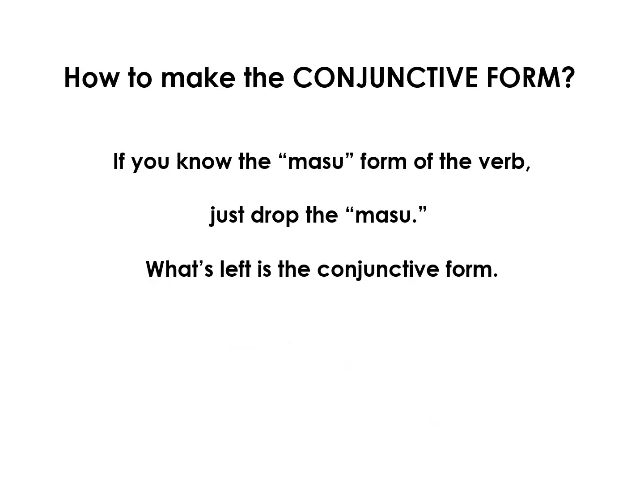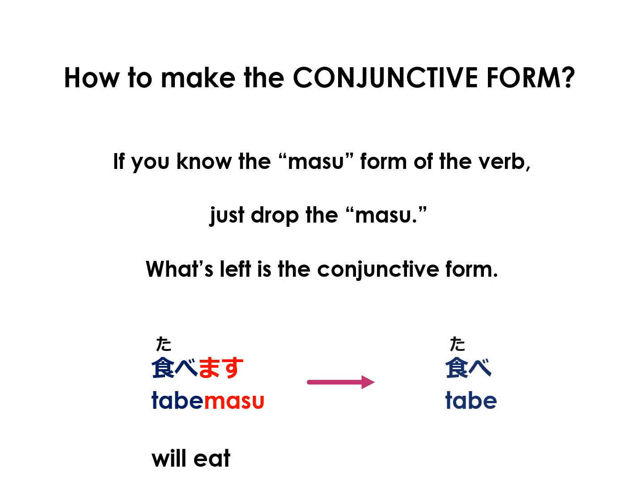If you're new to my channel, it's helpful to review how to make the conjunctive form of verbs. Now if you know how to say the masu form of the verb, simply drop the masu and what's left is the conjunctive form. For example, if you have the verb tabemasu, meaning will eat, drop the masu and the remainder tabe is the conjunctive form, which is then what you use to pair with naosu.